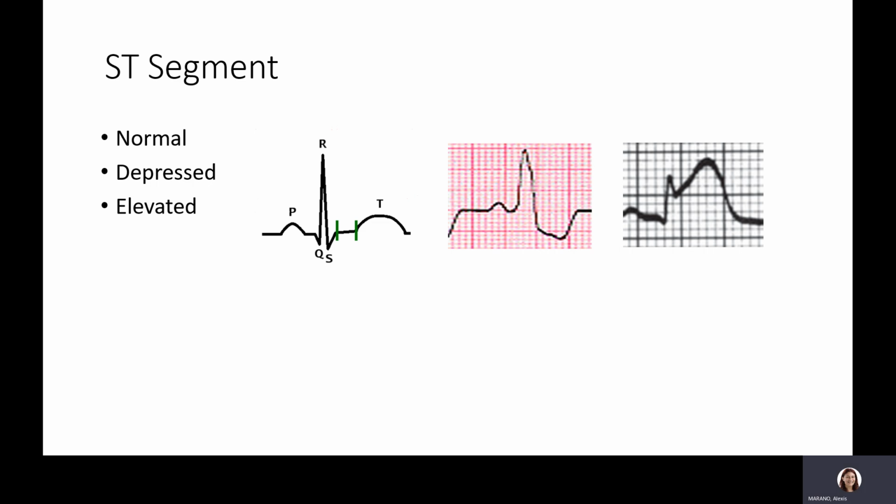Our ST segment, we would like to see normal, which is flat at that isoelectric line. The second picture, you can see you have some ST depression, which indicates some myocardial ischemia. The last one you can see has ST elevation, or the fireman's hat. That means that we are having an active STEMI or an MI.